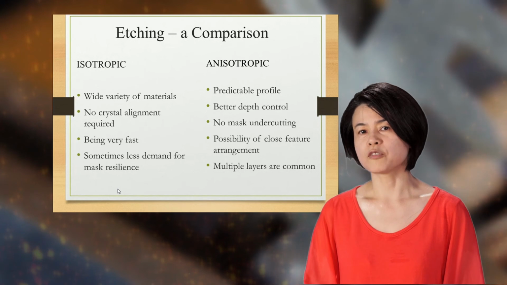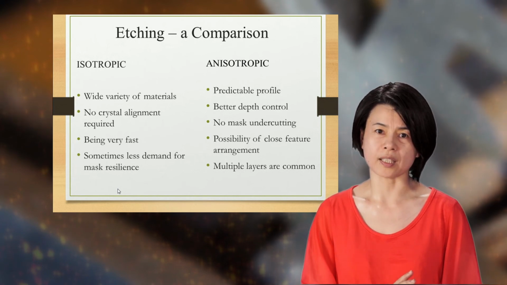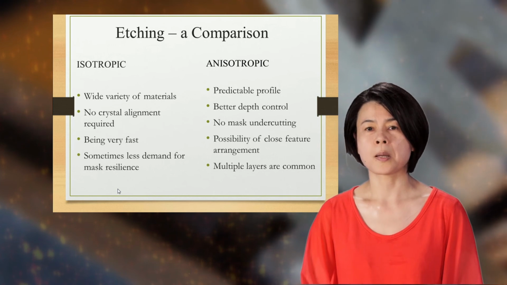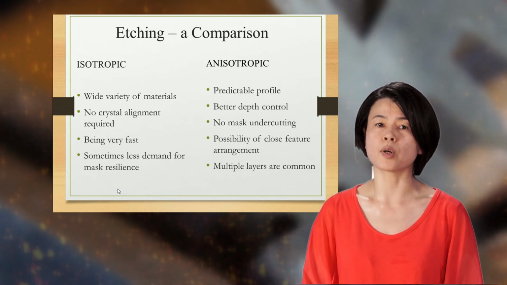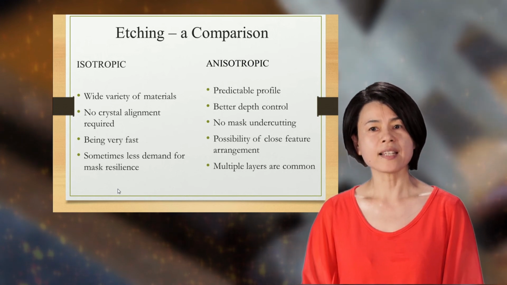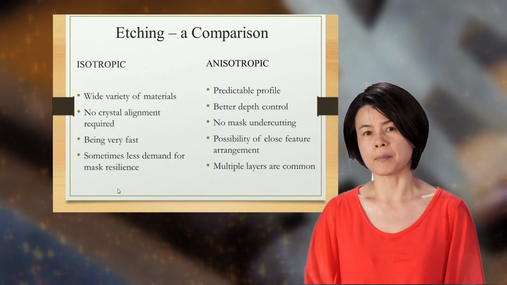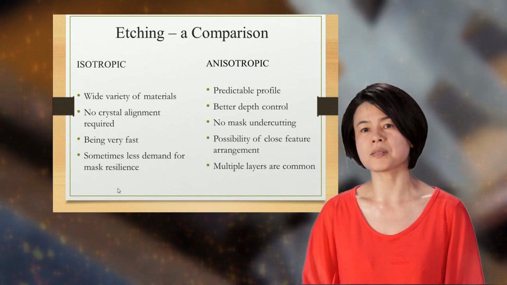Here is a supplement for your reference. It's a comparison between isotropic and anisotropic etchings. Basically, isotropic etching is fast and applicable to a variety of materials. However, anisotropic etching is more welcome owing to the predictable profile and better depth control.